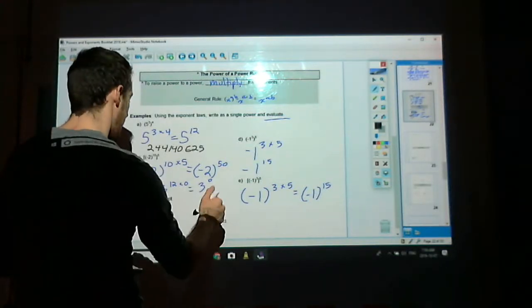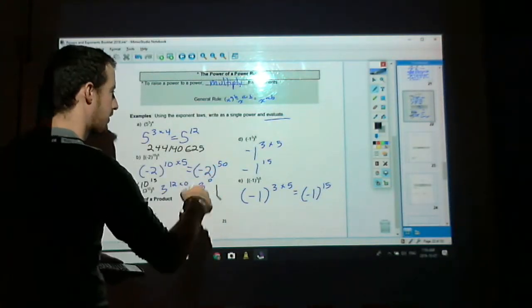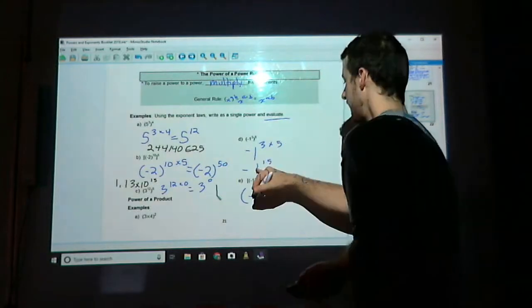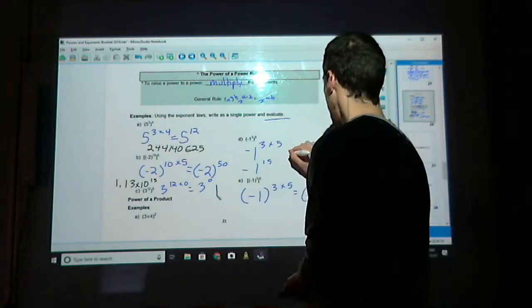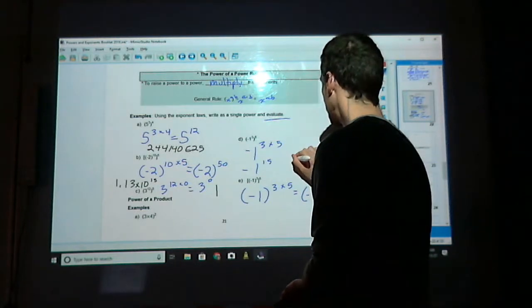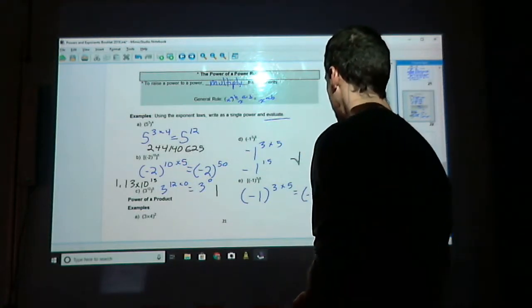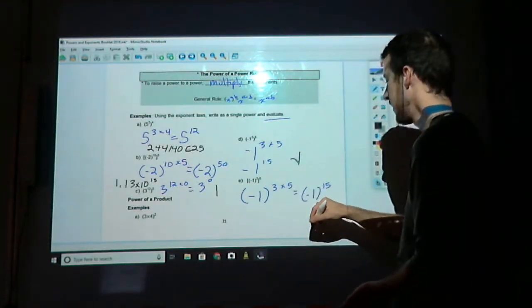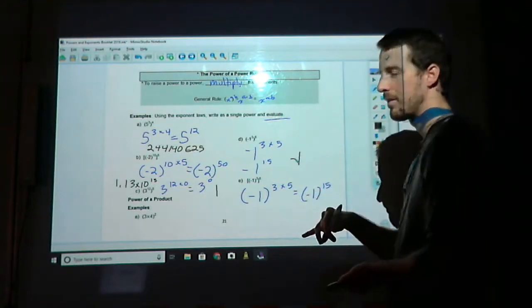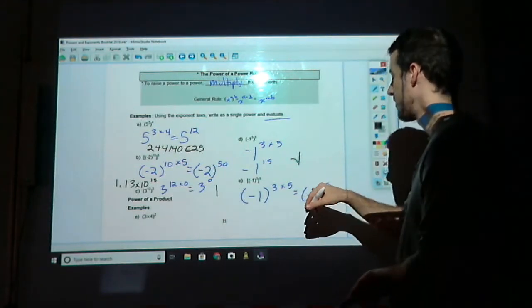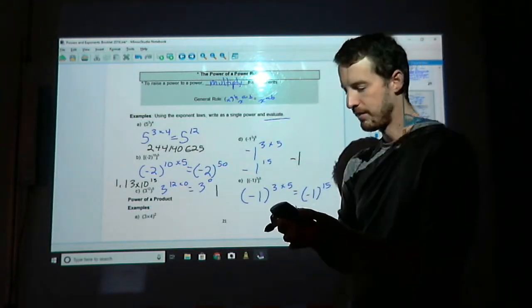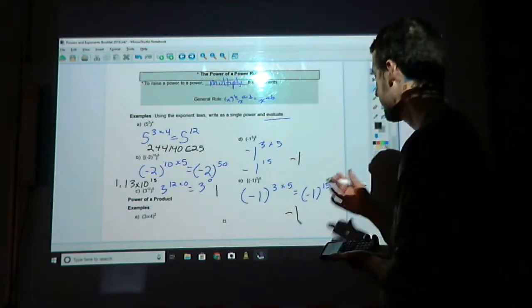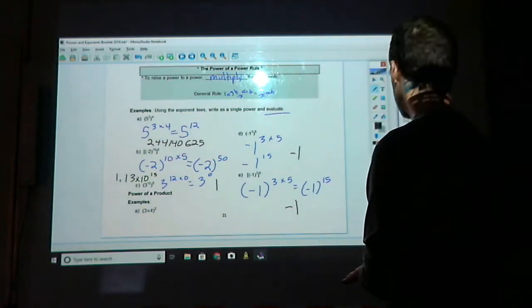Okay. Any number to the power of 0 is equal to 1. Over here we have 1 to the power of 15, which is 1. And this solution would equal negative 1 because it is powered. All of this also, because we have an odd number of negatives, will also equal negative 1. Okay, let's keep it going. I'm going to go back to blue.